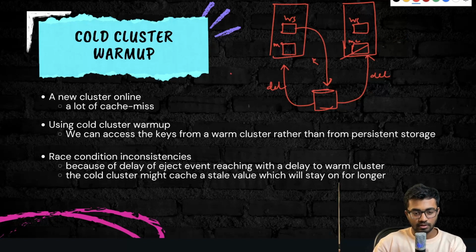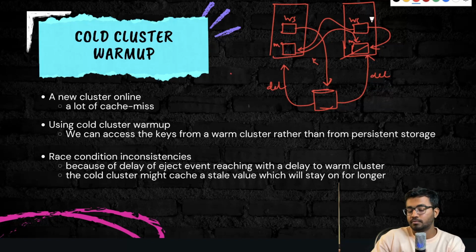So suppose there is a client, or there is another request that comes in, forcing the web server to access the key K. So it'll try to access the key K in this cluster. It will not be there. So it will try to access it from the warm cluster, right? Because the delete request has not yet been received at this point, it will have the older value that is stale, and it will return this value, and then the web server will use it.